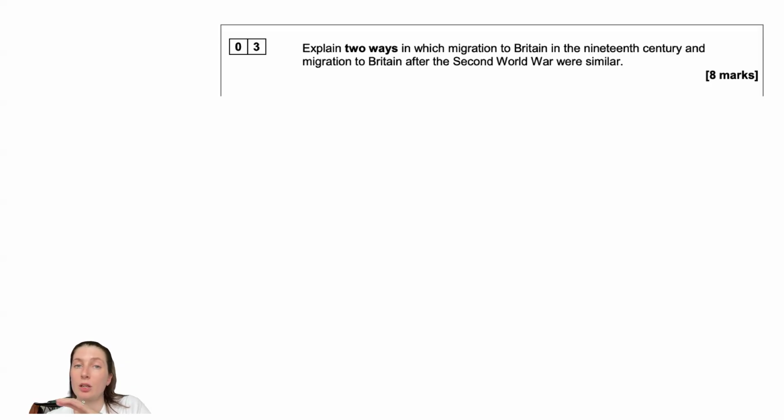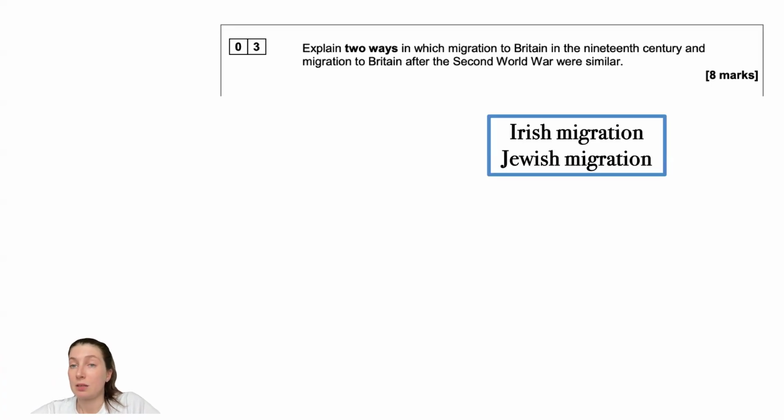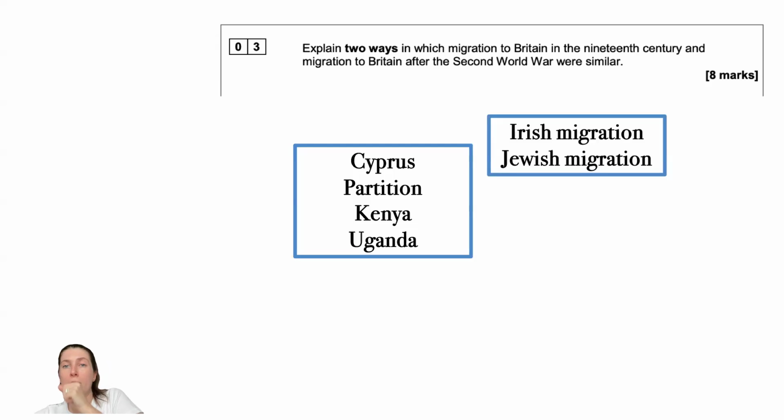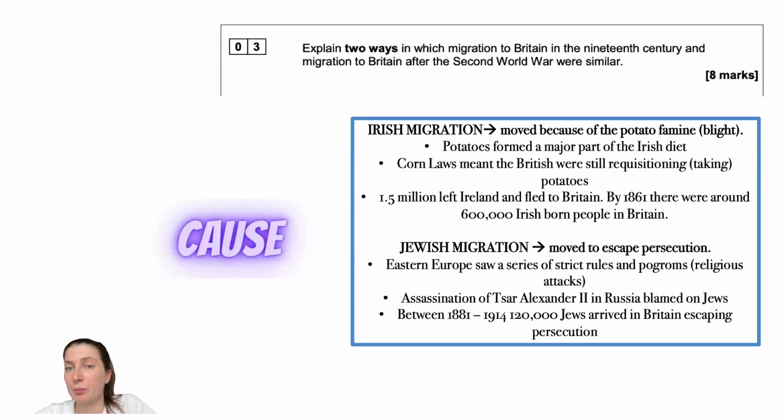Now, when you find them, and the way to find them, jot down on the side of your page the cause of one event, the cause of the other event, and same for events and same for outcomes, and you should be able to notice some similarities. So I'm thinking this is a specifically difficult question because it doesn't really tell you what you're looking for, but I know from my revision that migration to Britain in the 19th century is really looking at Irish migration, Jewish migration, and then after the Second World War, we've also got migration from Cyprus, Kenya, Uganda, and we've also got the migration after partition. So I'm looking at cause, event, and outcome.